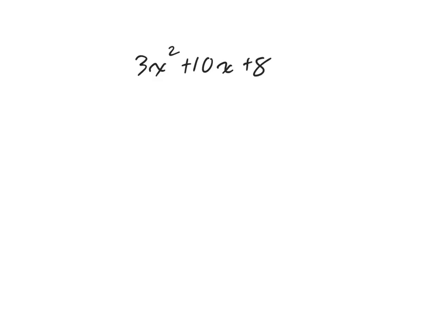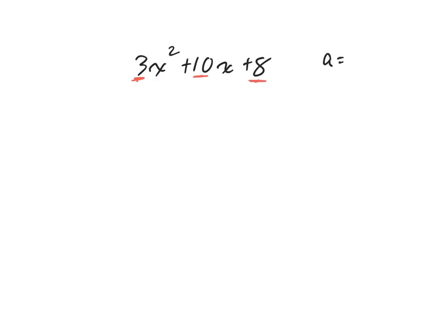All right, so here we got another one. Again, A is not 1, so we definitely need to make sure we're checking for a GCF. So if I look here, I don't have anything that divides evenly into 3, 10, and 8. So there's no GCF on this one. I'm still going to identify A, B, and C.